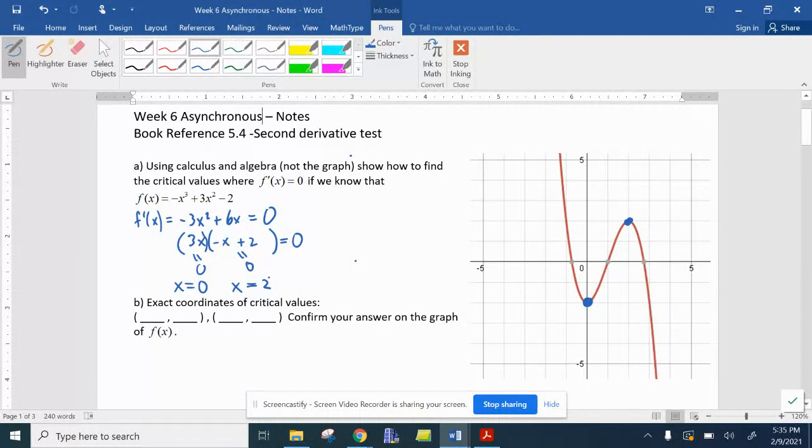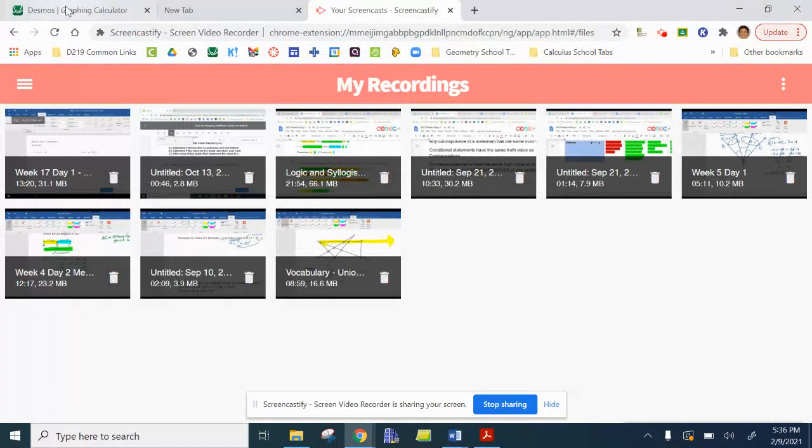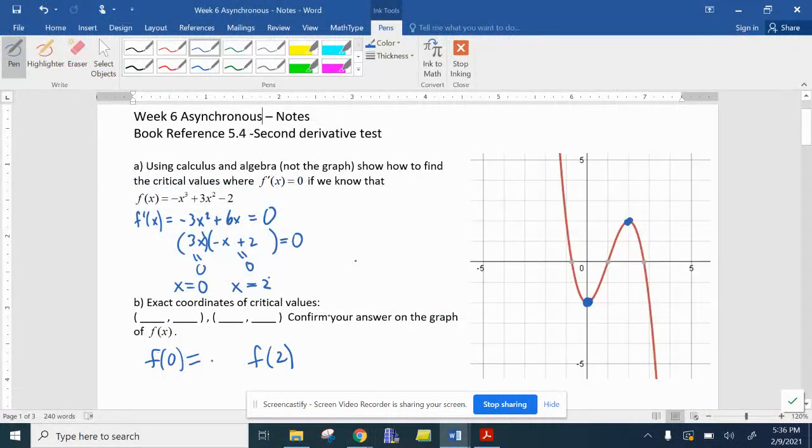So to find the exact coordinates, what you're really doing is you're just plugging in the critical point into your function, so f of 0 and f of 2, to find out what your output is. And I actually did this in Desmos right here. So here's my function. I created a table and I inputted 0 and 2. My outputs are negative 2 and 2. So my coordinates are 0, comma, negative 2, and 2, comma, 2. And sure enough, that matches on the graph. That's exactly where those maxes and mins are.